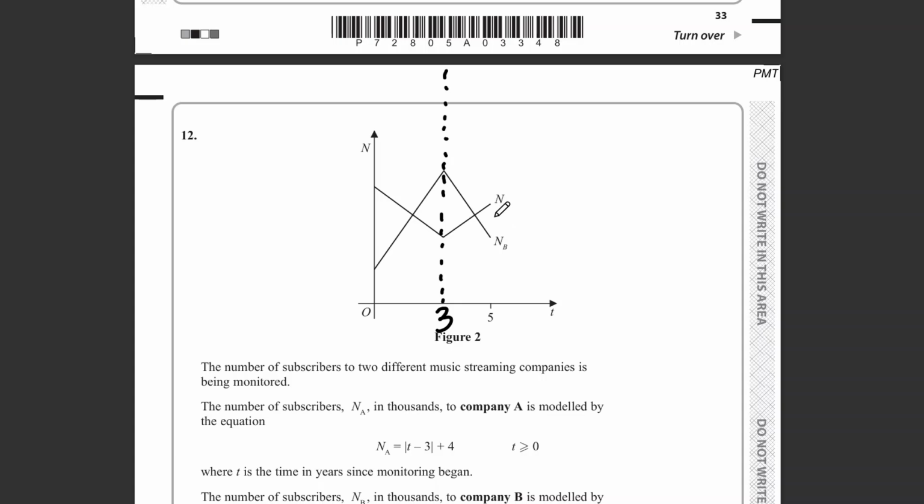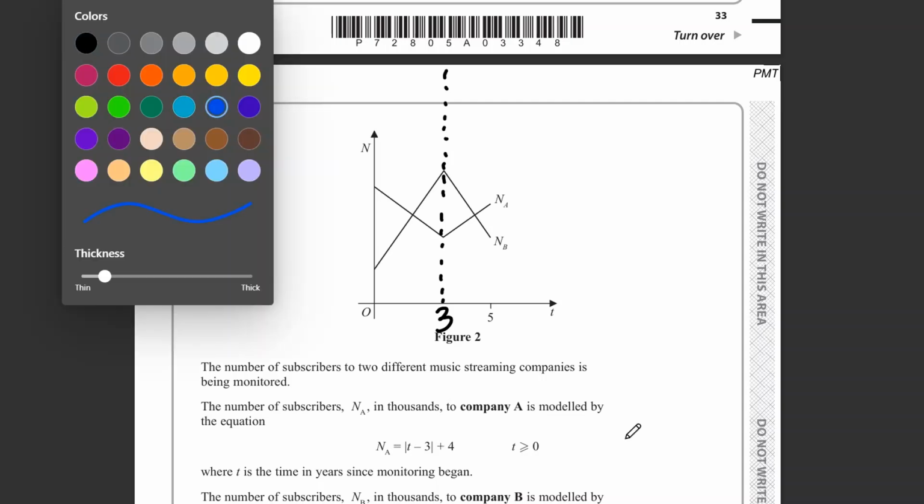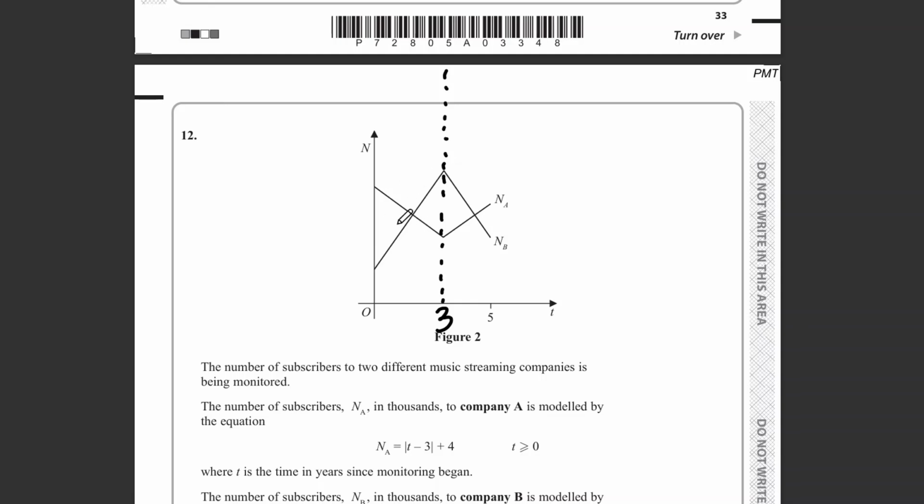And what we're going to do is figure out which way around this is. So if we start with NA is equal to the modulus of t minus 3, plus 4, if we first focus on this side of the equation, this is where t is less than 3. So for the function inside this modulus, t minus 3, let's say t is equal to 2, so it's going to be 2 minus 3, which is minus 1. Therefore t minus 3 is going to be negative.